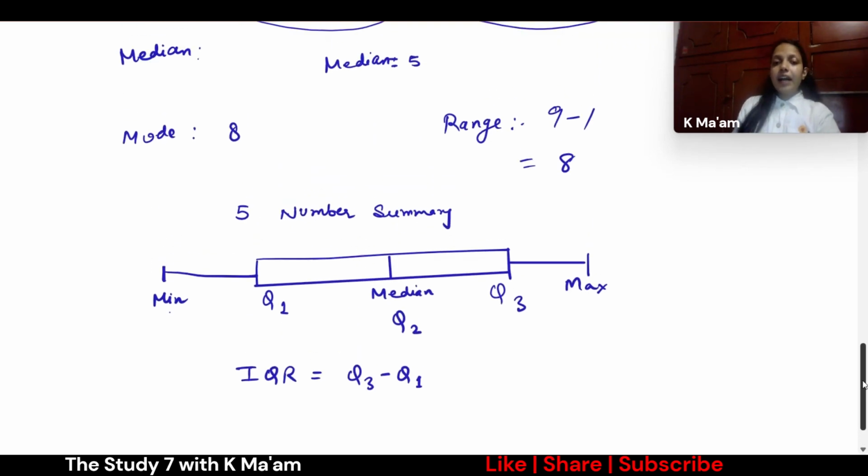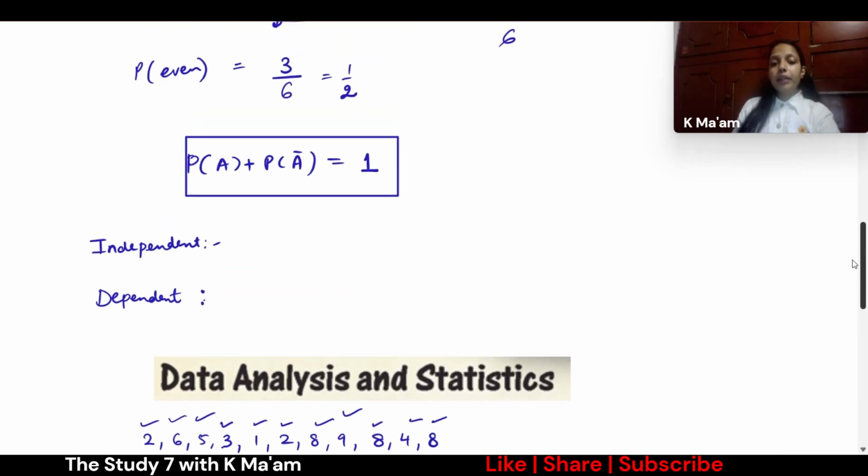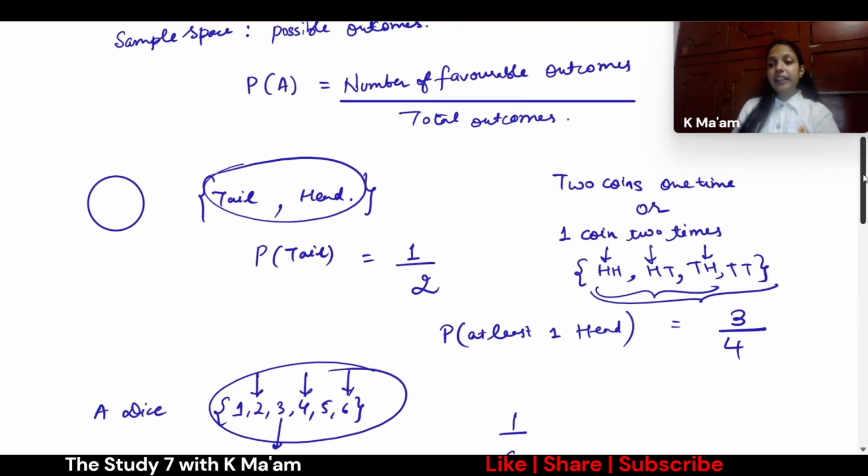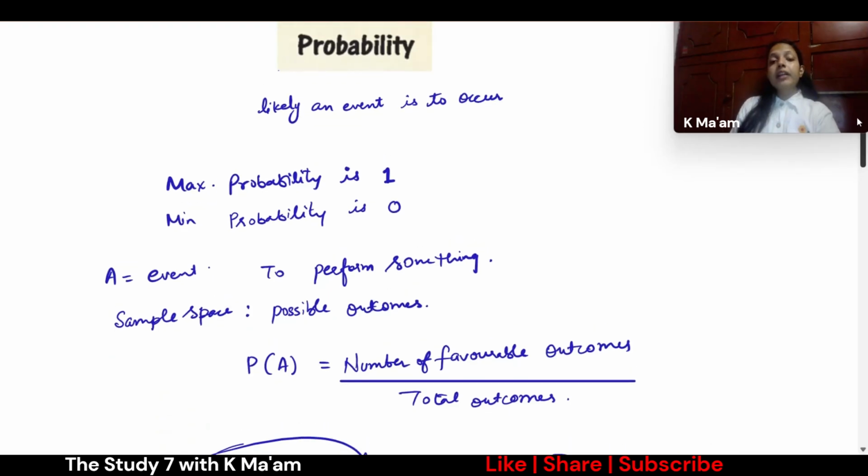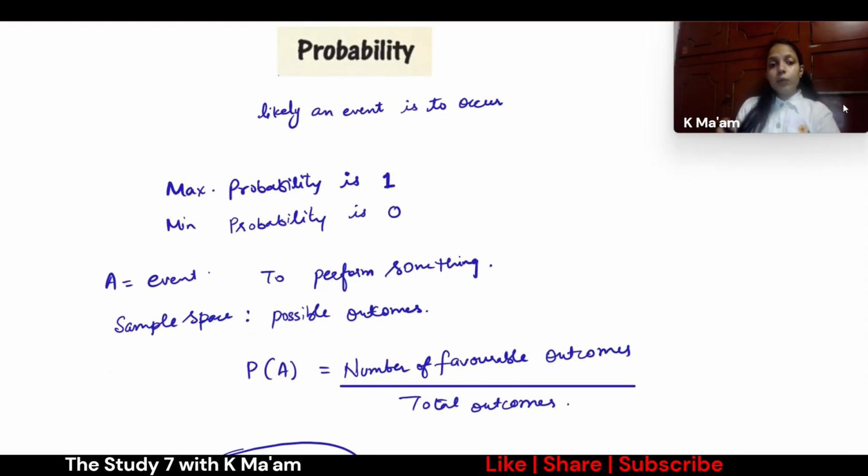Okay, so we have done an overview of the topics probability and statistics. I hope you understand. Now algebra 2 is complete.